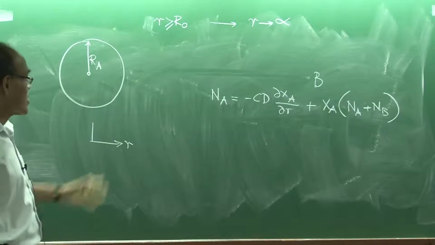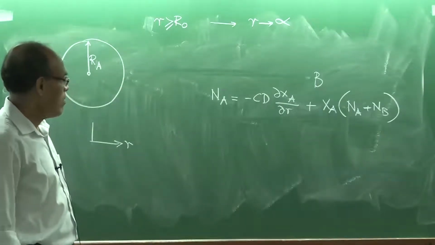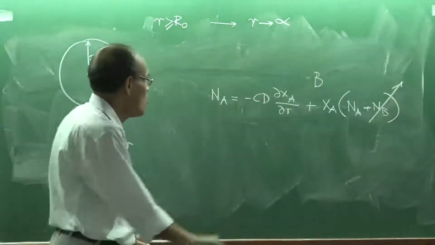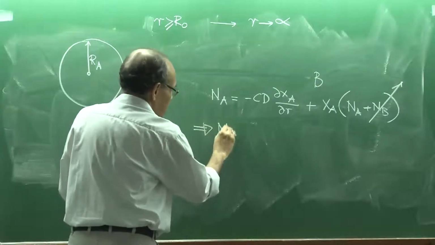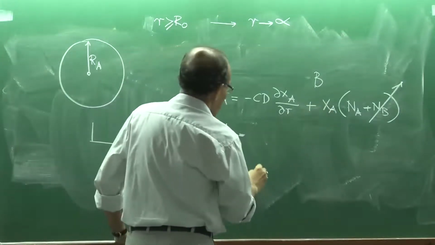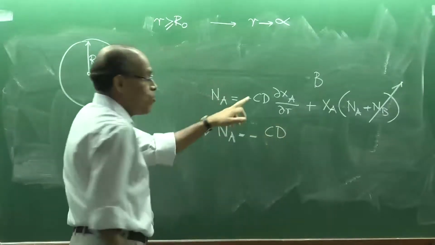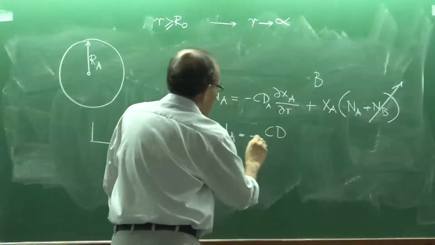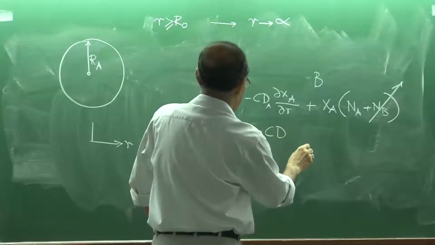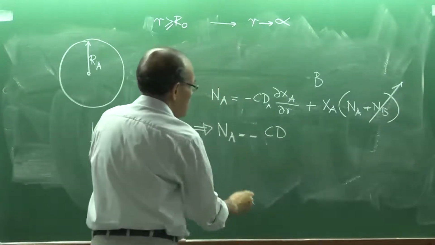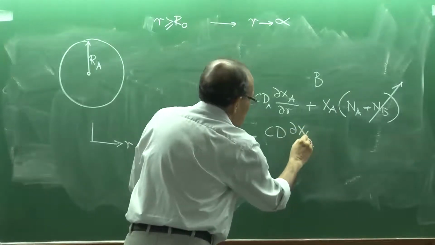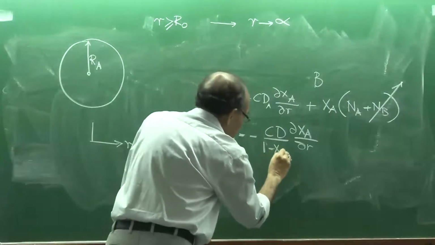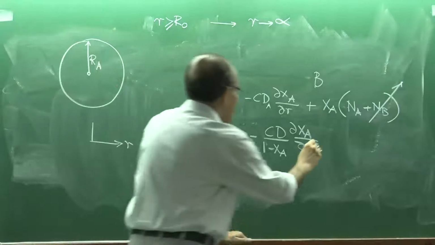Of course, you can say that two simplifications are possible here. We can say that B is stagnant, then N_B is equal to 0. So my flux becomes N_A equal to minus C D, where C is the molar density and D is the diffusion coefficient of A in B, times the gradient of x_A divided by one minus x_A. And this applies for a stagnant medium.